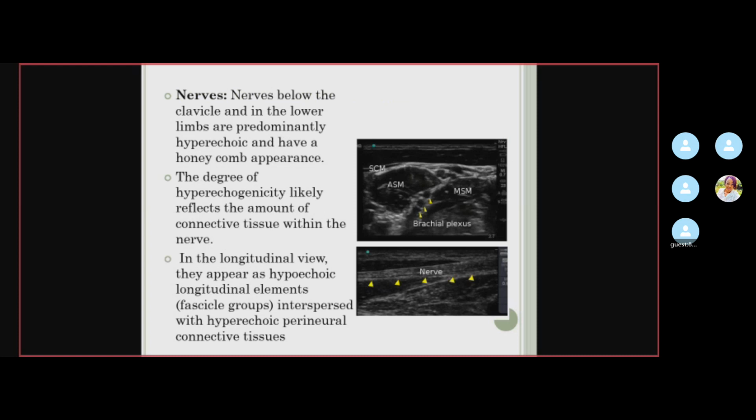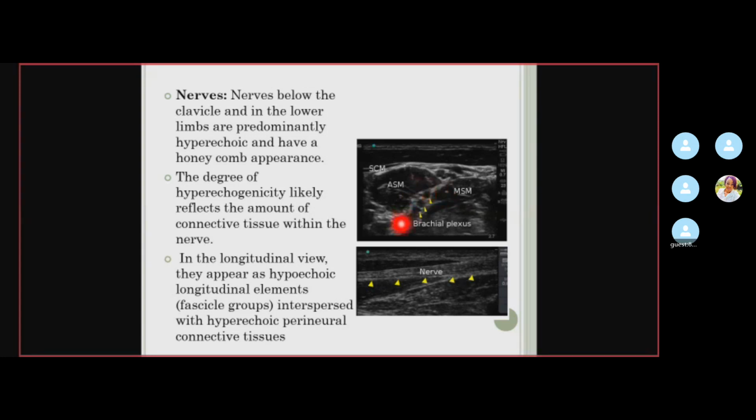Next, how to see the nerves? These are the nerves below the clavicle and in the lower limbs. They are seen as hyperechoic and have a honeycomb appearance. The degree of hyperechogenicity will reflect the presence of connective tissue within the nerve. In longitudinal view, they will appear as hypoechoic longitudinal elements interspaced with hyperechoic perineural connective tissue.